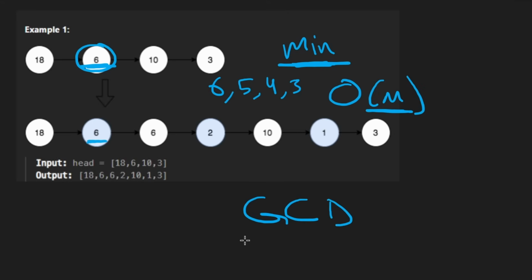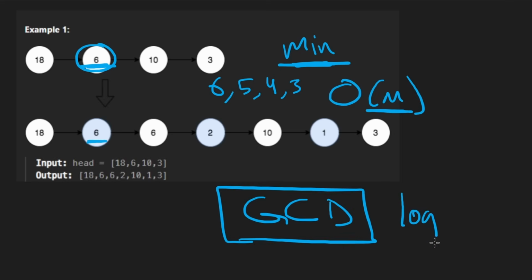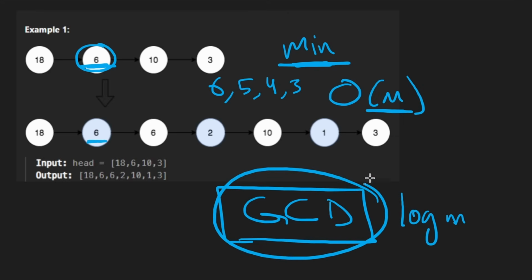But there's a math algorithm called the greatest common divisor algorithm. It's Euclid's algorithm for doing that, a very famous mathematician. And that algorithm actually runs in log m time, where m is the minimum value between those two. That's actually a built-in function. If you just want to call the built-in function, that's perfectly fine. But I want to show you how to implement this algorithm from scratch. It's not that long. It's literally 3 or 4 lines of code.